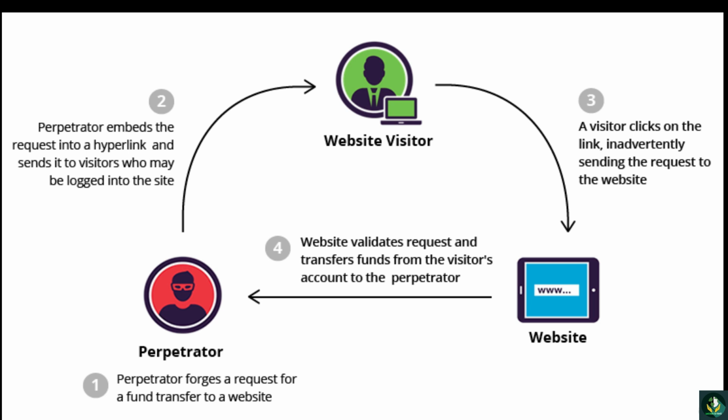Here, website visitor. The perpetrator forges a request for a fund transfer to a website. The perpetrator embeds the request into a hyperlink and sends it to visitors who may be logged into the site, and the visitor clicks on the link, inadvertently sending the request to the website, and the website validates the request and transfers funds from the visitor's account to the perpetrator.